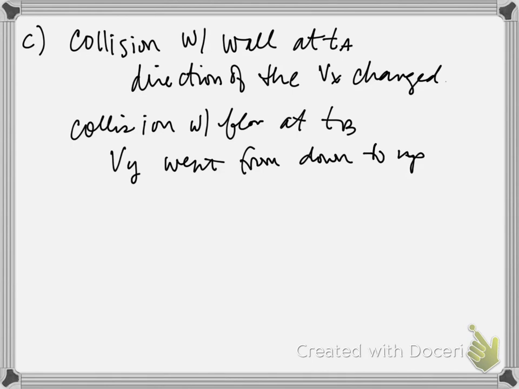So those are the 4 responses there. You get 5 points for part C. You get a point for realizing it collides with the wall at TA, and a point for indicating why. You get a point for realizing there's a collision with the floor at TB, and a point for explaining why.